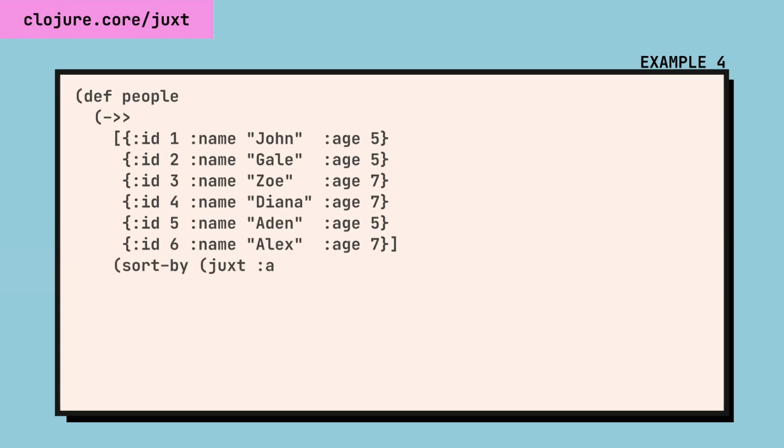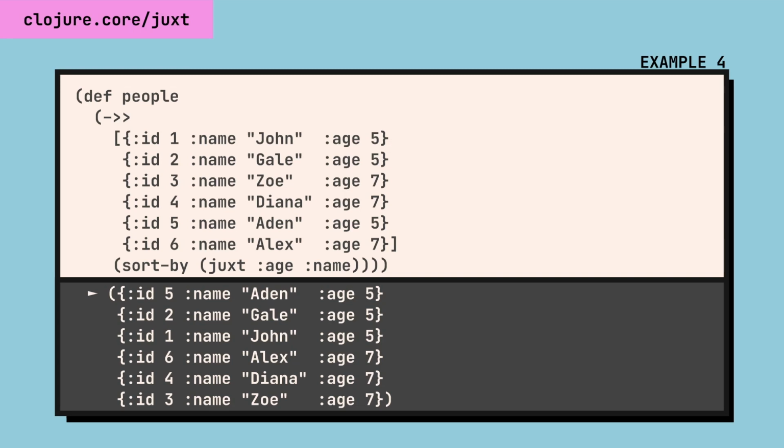Juxt can be handy if you want to sort by more than one field. In this case, we sort by age first and then by name.